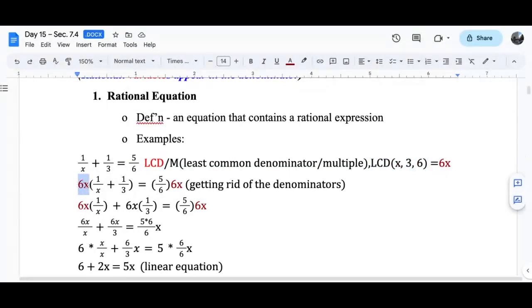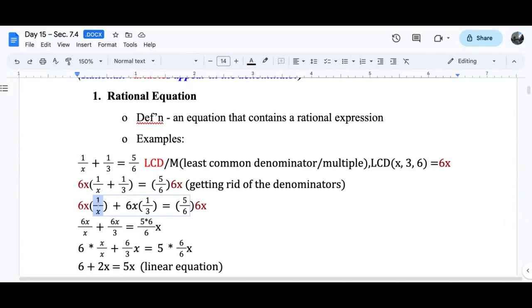So what do we do then? Because we have an equation, we can multiply something simultaneously on both sides. In this way, we get rid of the denominators. So we multiply 6x for every term. We have 3 terms: 1 over x is 1 term, 1 over 3 is 1 term, 5 over 6 is 1 term. So we multiply 6x on both sides. That is to say, we multiply 6x for every term.